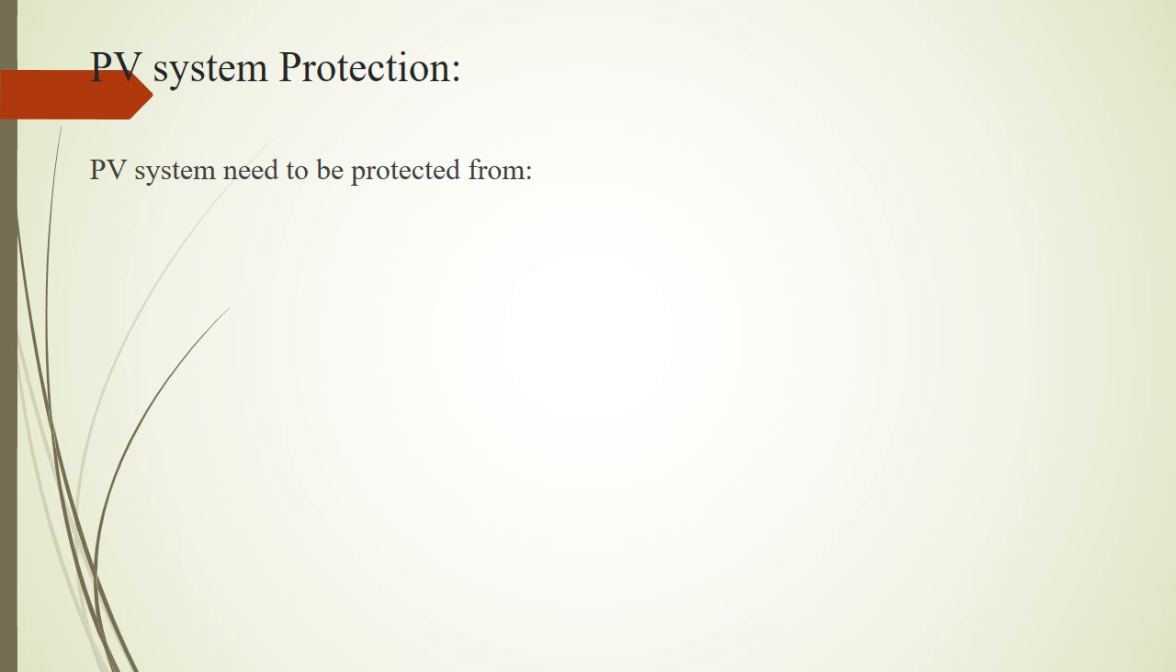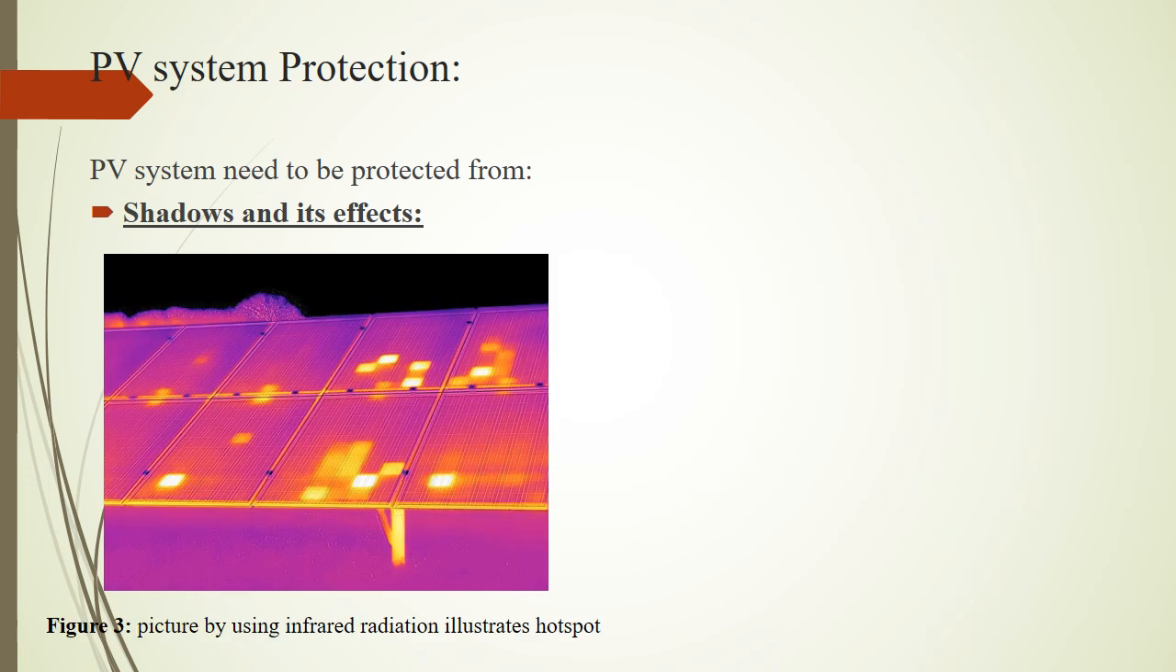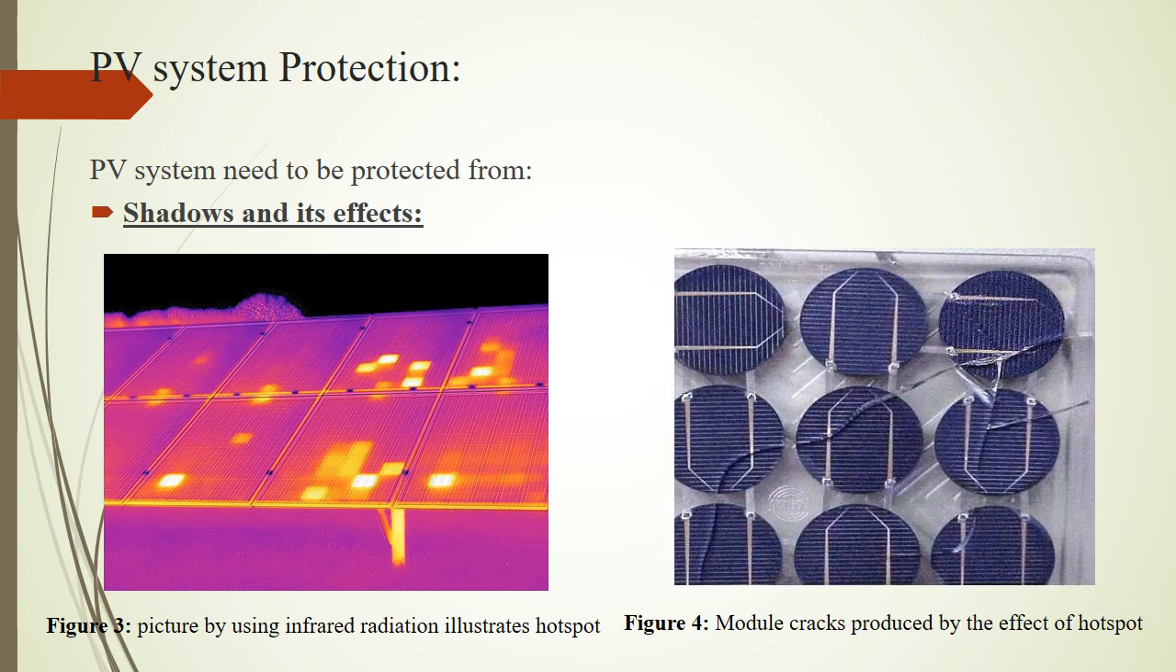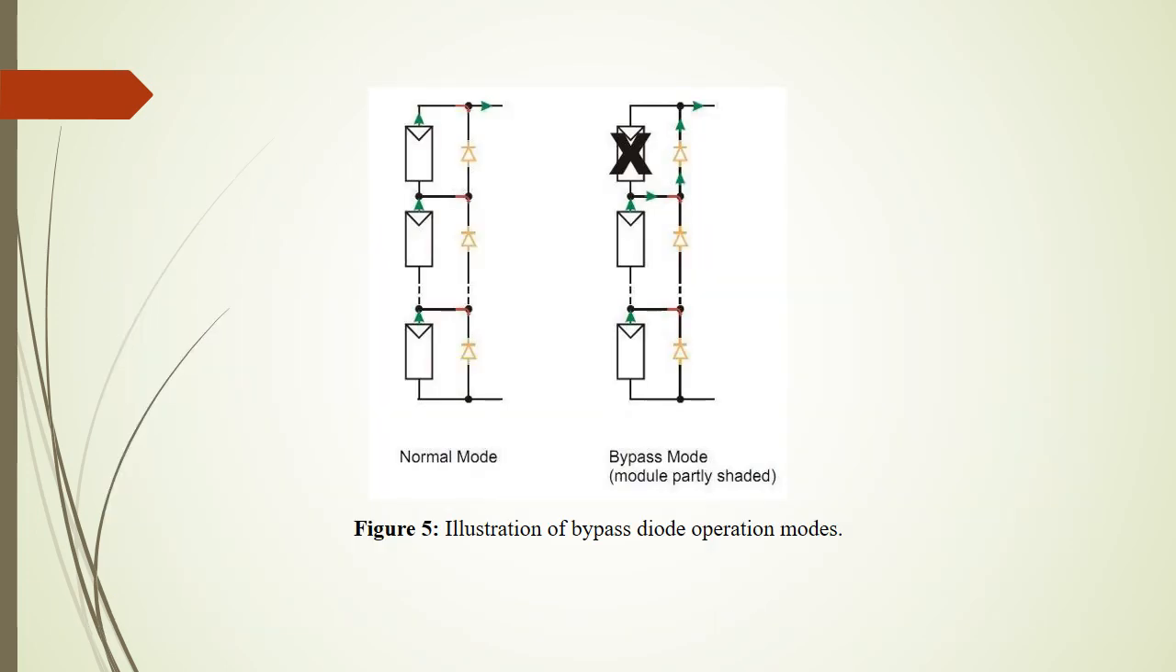PV system protection. A PV system needs to be protected from shadows and their effects. Since all the PV cells are connected in series, the shaded cells won't be able to produce as much current as the unshaded ones. Therefore, hotspots will be produced on the module due to power dissipation in the form of heat. The picture shows the use of infrared to illustrate hotspots, and these hotspots may cause module cracks. Therefore, bypass diodes are attached to eliminate the hotspot phenomenon.